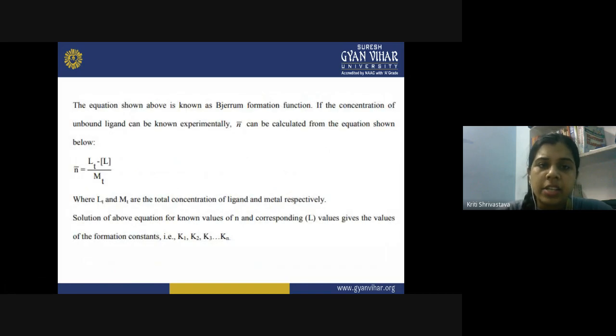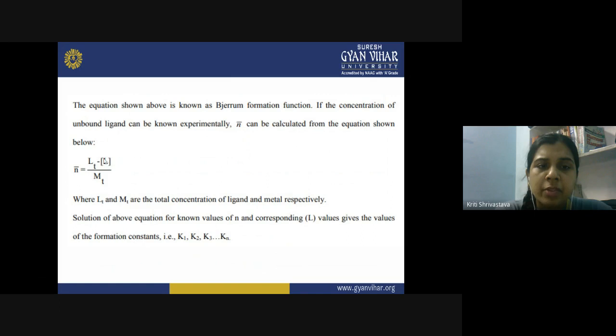So this equation is known as the Jerem formation function. If you calculate the concentration of the unbound ligand by any experiment, then you can calculate the n bar from this equation also. So n bar will be equal to Lt minus L upon Mt, where Lt and Mt are the total concentration of the ligand and metal respectively.